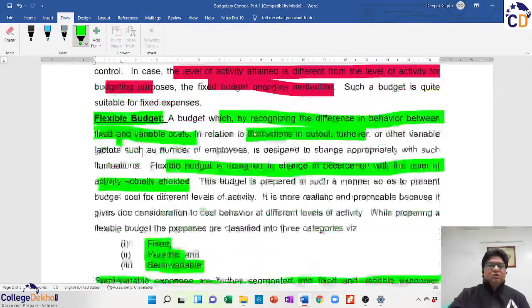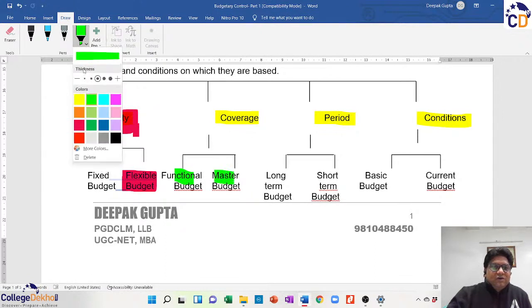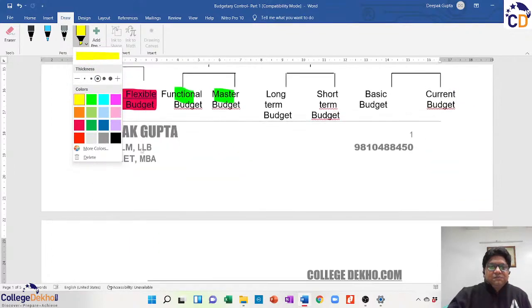See? So, second is as per the coverage. Coverage is which items you are covering. If you cover every type of item in a single budget, with material cost, labor cost, overhead cost, all costs and all items covered in one budget, then we use the word master budget. And when we make a budget specifically for each of the items, then we use the word functional budget.